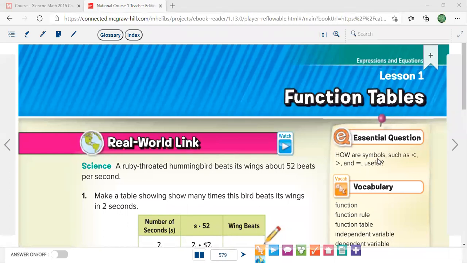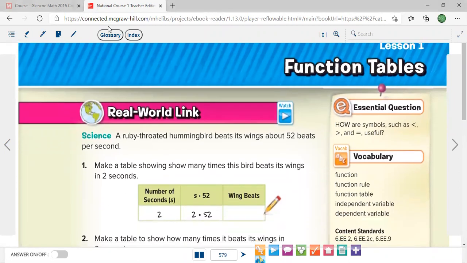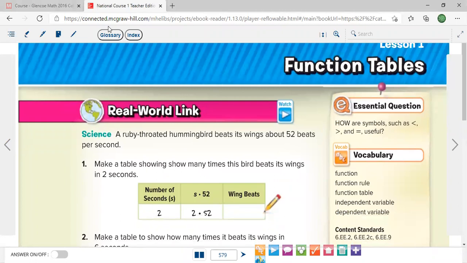In chapter 8, lesson number 1, function tables. We need to know what a function is and how we can make a table for this function. Let's begin with this real world link.